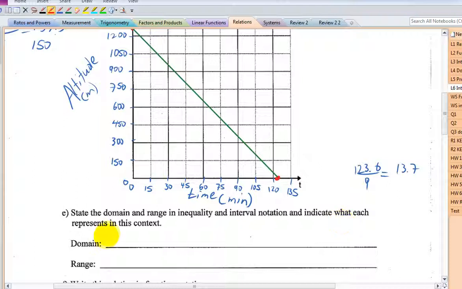Our domain will be the time of the descent. Okay. What about our range? What's our range representing? The height of the balloon during the descent. Okay. Now this is a constant thing that's occurring.